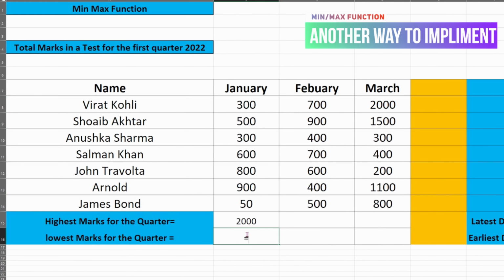The same goes for the minimum value: MIN, bracket start, all these values, comma, left click, drag down all these values, comma, click, drag down, and close the bracket. Press enter. So we have the highest and the lowest value for the whole table.